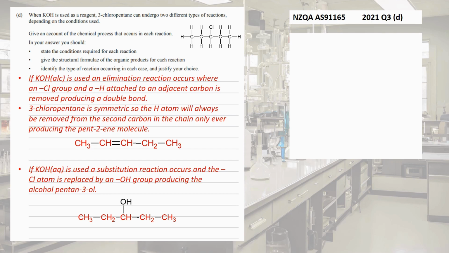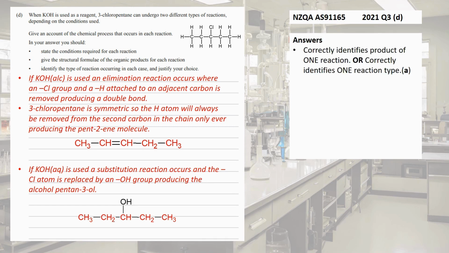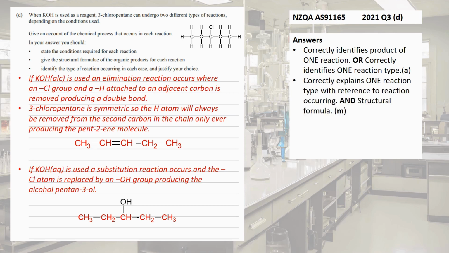Now if we were to look at the marking schedule, you get a mark here for identifying the product, one of these products, correctly, or identifying the type of reaction that happens, that is the elimination when you add KOH alcohol, or substitution when you add KOH aqueous.